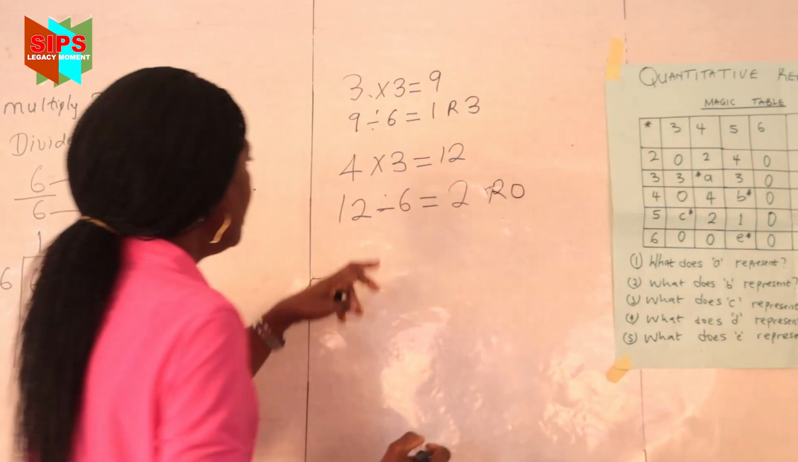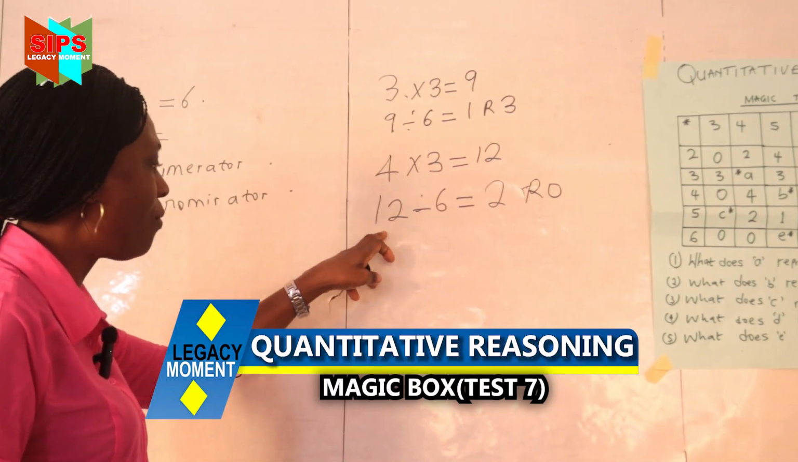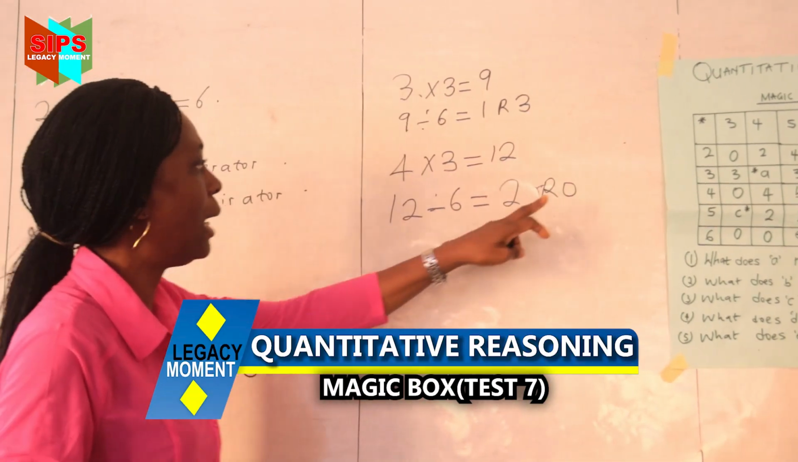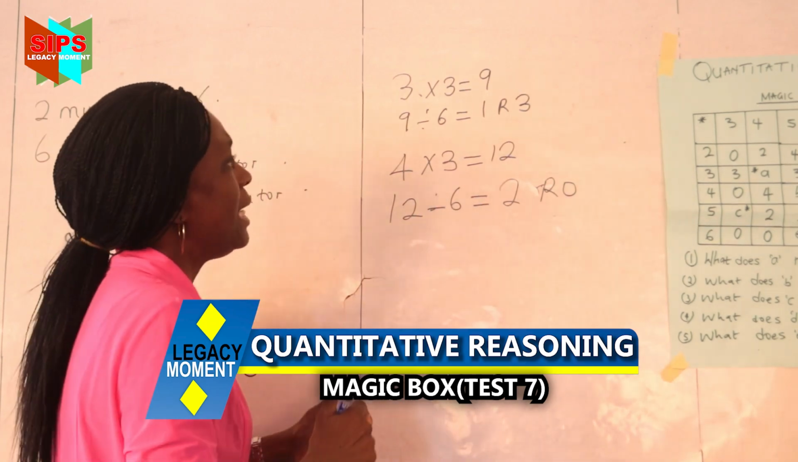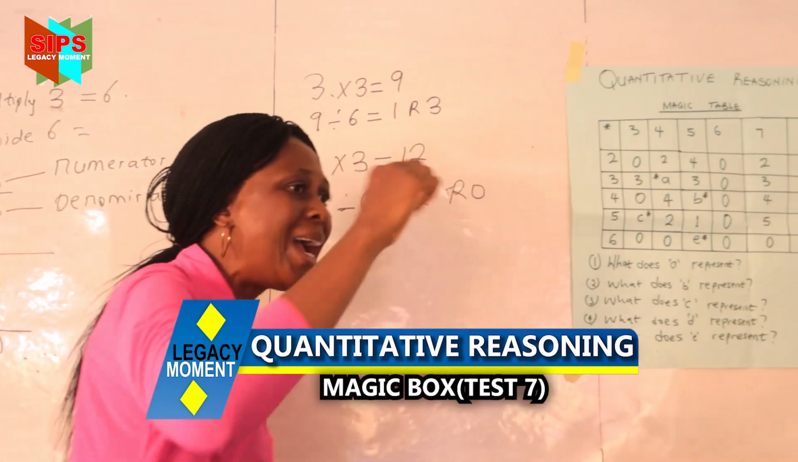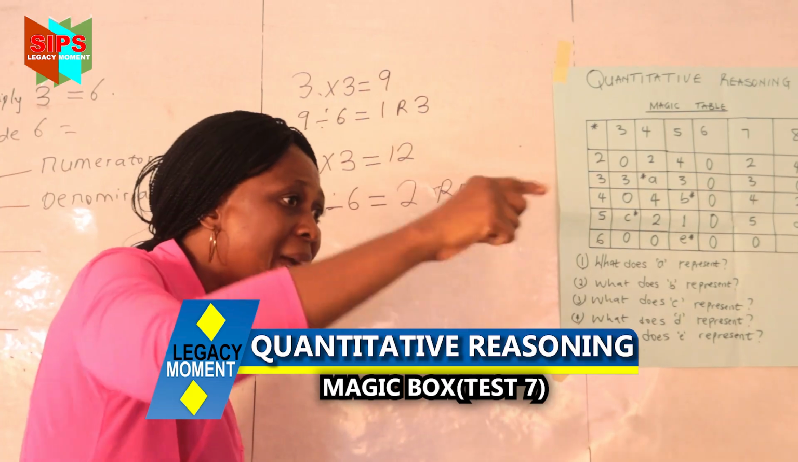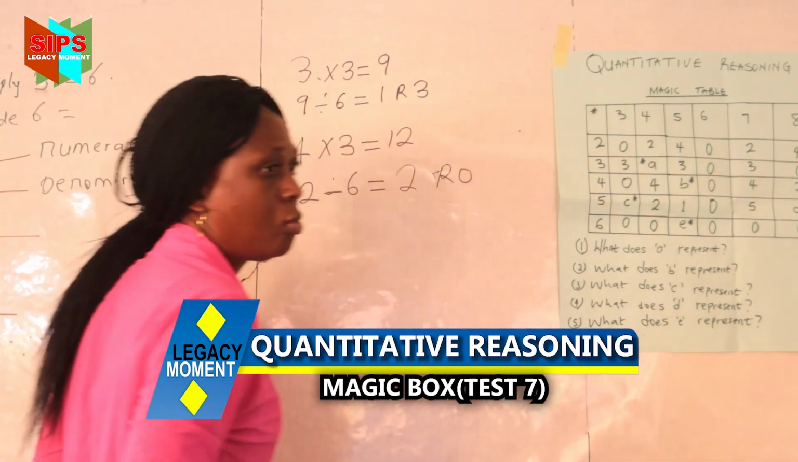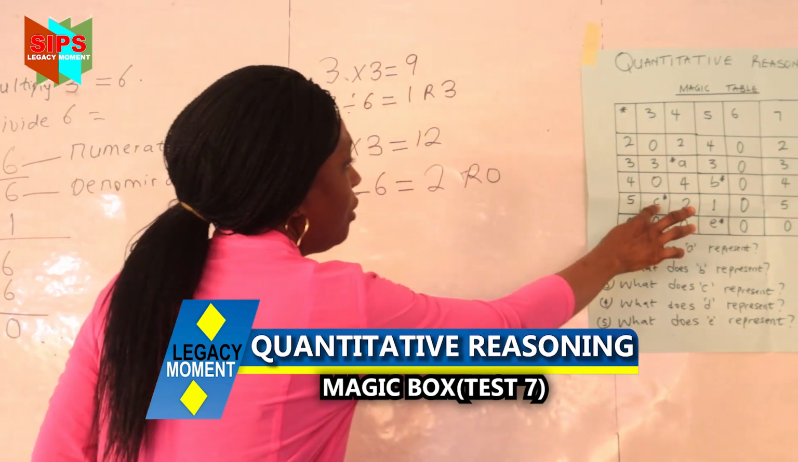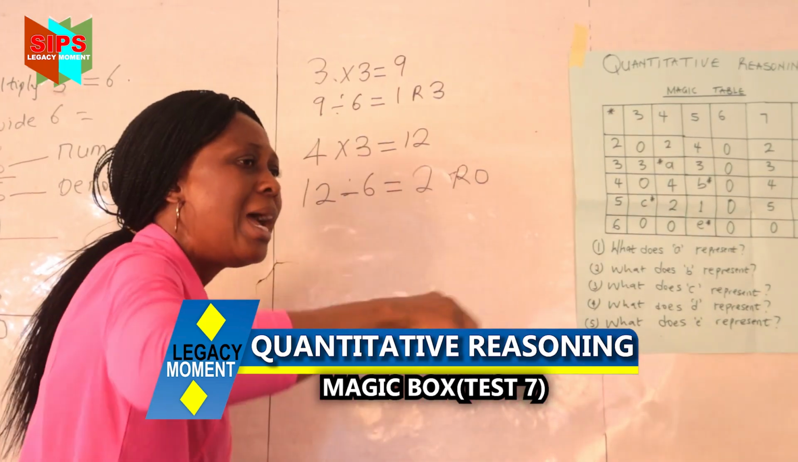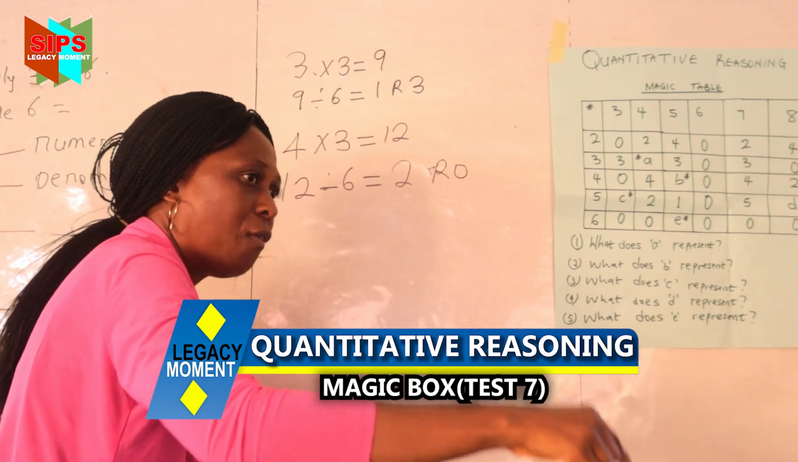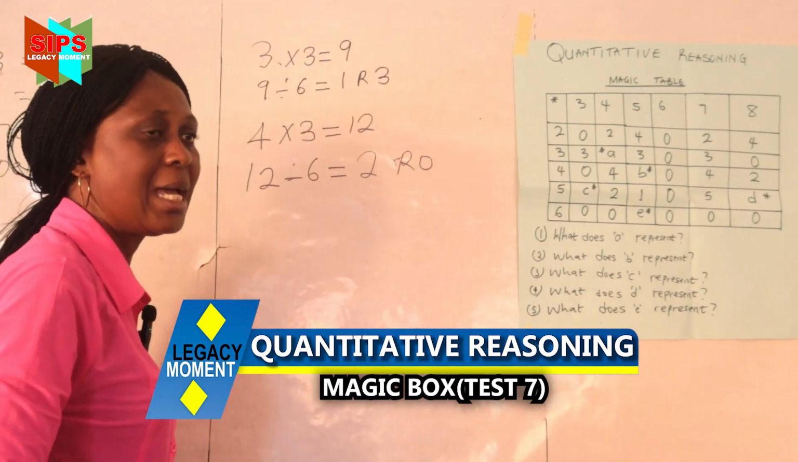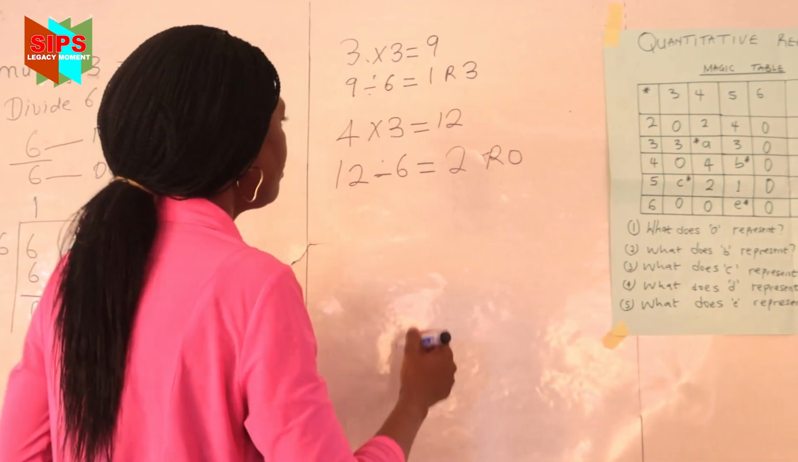2 remainder 0. So which means that 6 can go in 12 2 times remainder 0. So which means that in this magic table, the final answer is the remainder that they are taking to get their outcome. So which means that when we are doing the missing number, we are taking the remainder in the division of the number to get our answer. Is that clear, people? Yes.